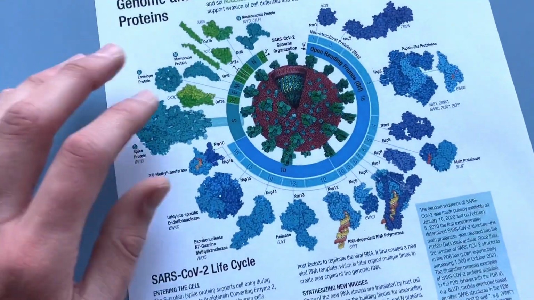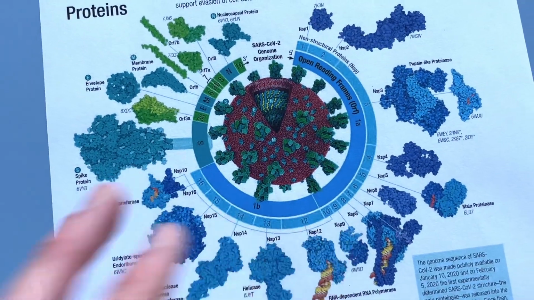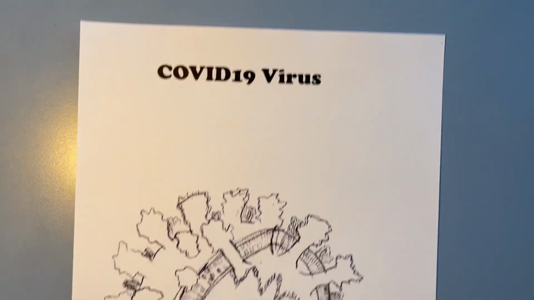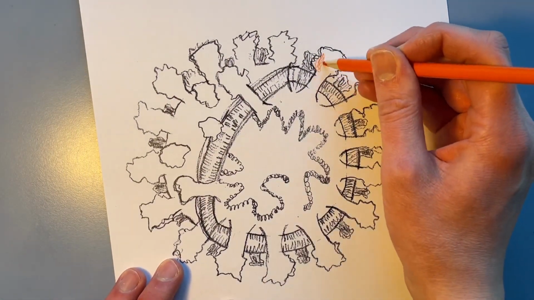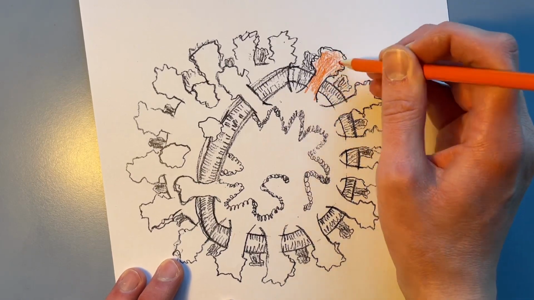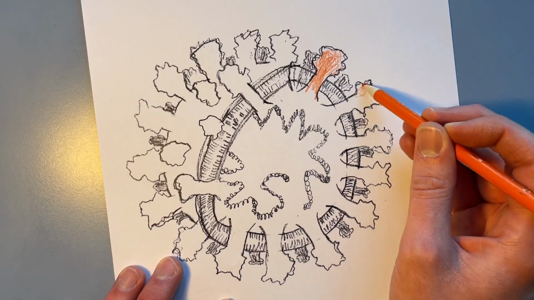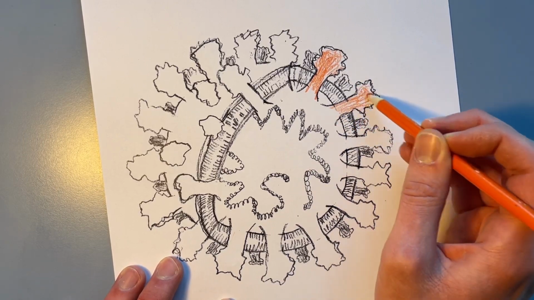Okay, not really, but if we want to understand how the test works, we have to understand the structure of the COVID-19 virus. Okay, here I drew a picture of the virus, and what we really need to understand is this spike protein right here, okay? It's covered in these spike proteins that make up the capsid of this virus.